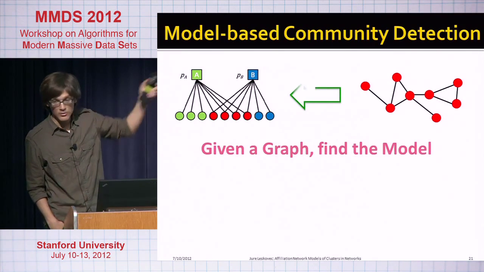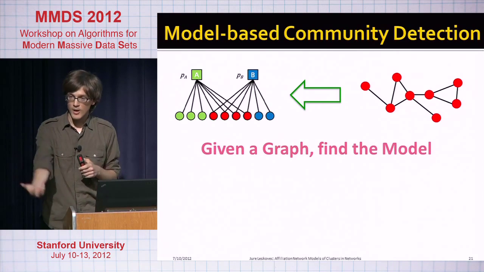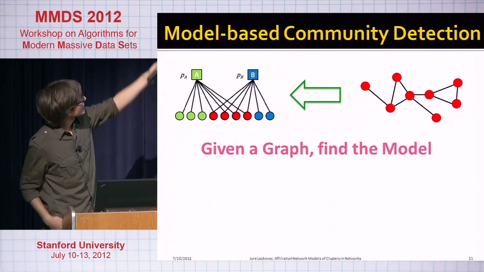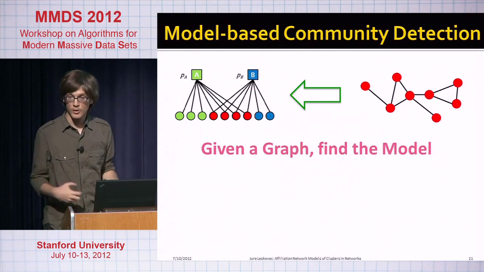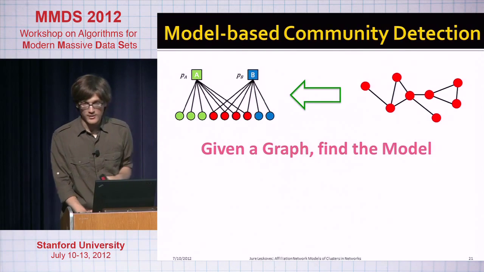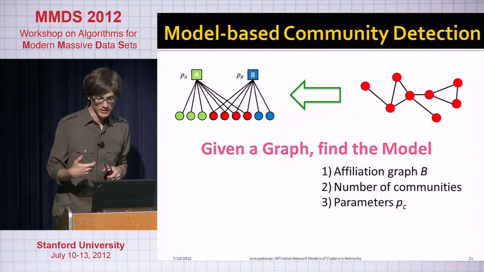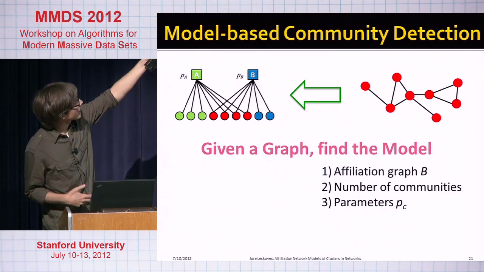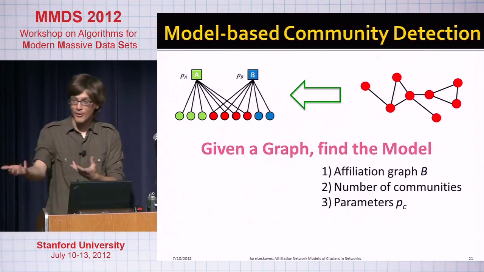I say, you give me the unlabeled graph. What is the most likely, or what is the best affiliation network model that would generate the edges as I see them in the graph, right? So given an unlabeled graph on the right, I want to find the model on the left. And what do I mean by find the model? I want to find the affiliation graph. I want to decide how many communities I have up here.